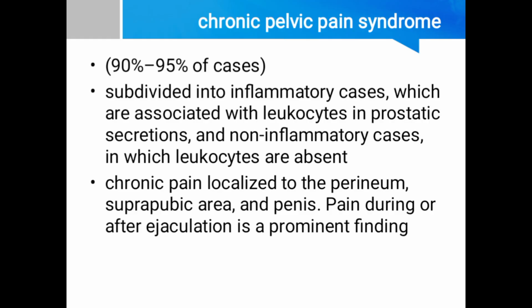Chronic pelvic pain syndrome occurs in 90 to 95% of cases, subdivided into inflammatory cases, which are associated with leukocytes in the prostatic secretions, and non-inflammatory cases in which leukocytes are absent. There is chronic pain localized to the perineum, suprapubic area, and penis. Pain during or after ejaculation is a prominent finding in chronic pelvic pain syndrome.